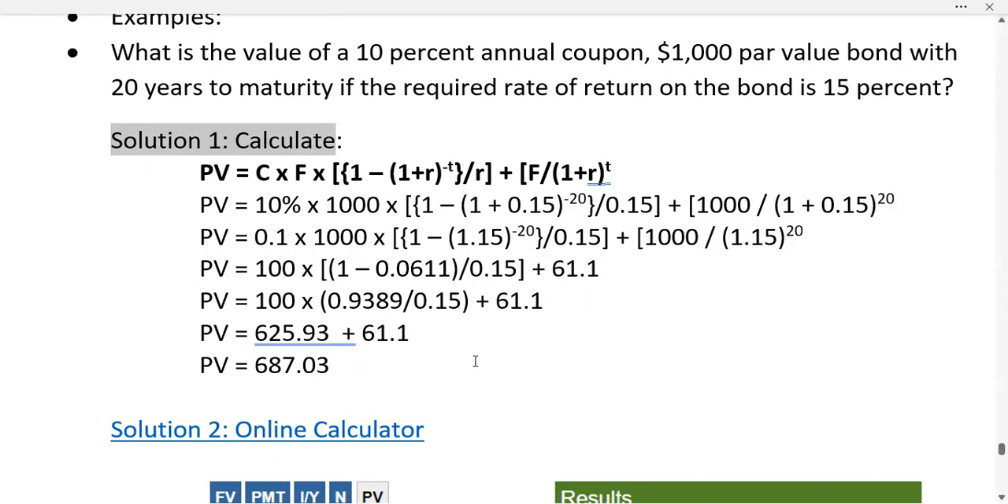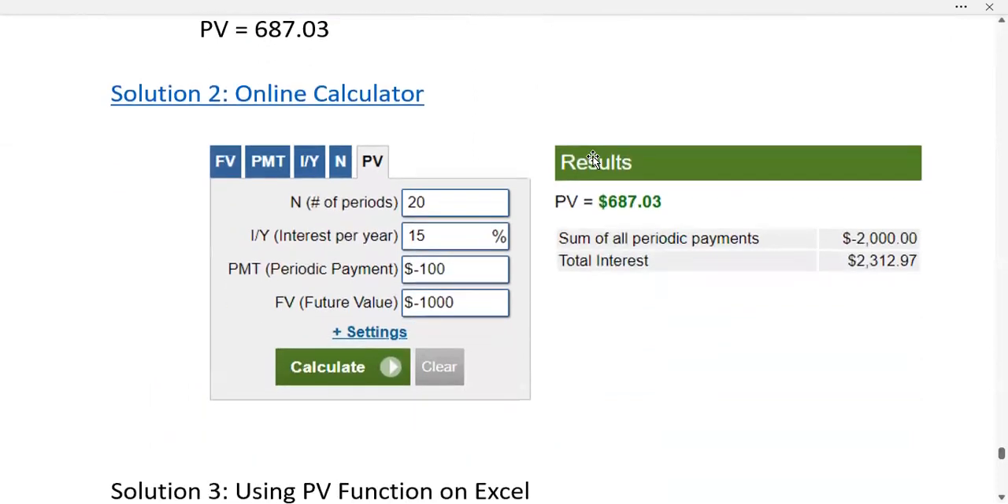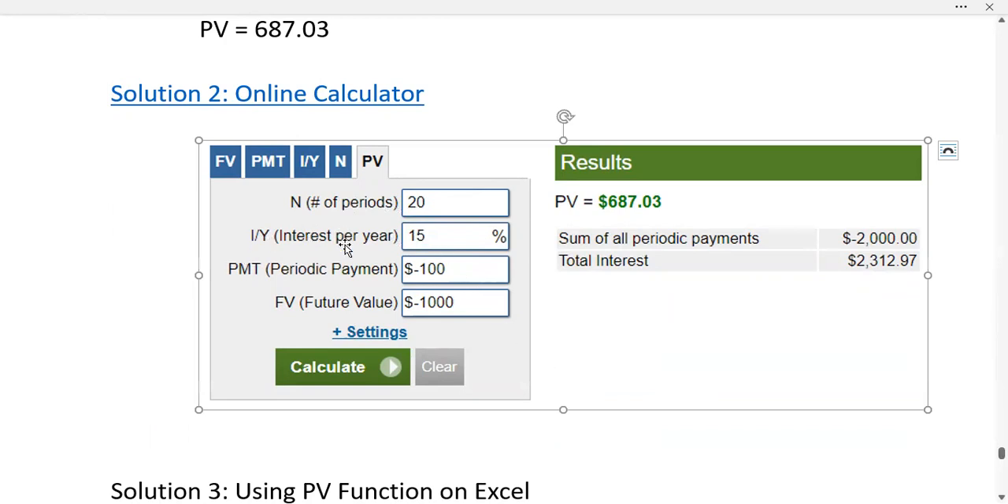Another method, probably the easiest, is to use calculator.net or any other online calculator. When you're on that website, please enter the data this way: number of periods 20, interest rate of 15%, periodic payments of minus 100, and future value of $1,000. It's minus 100 because it's the 10% coupon times your par value, which results in $100.